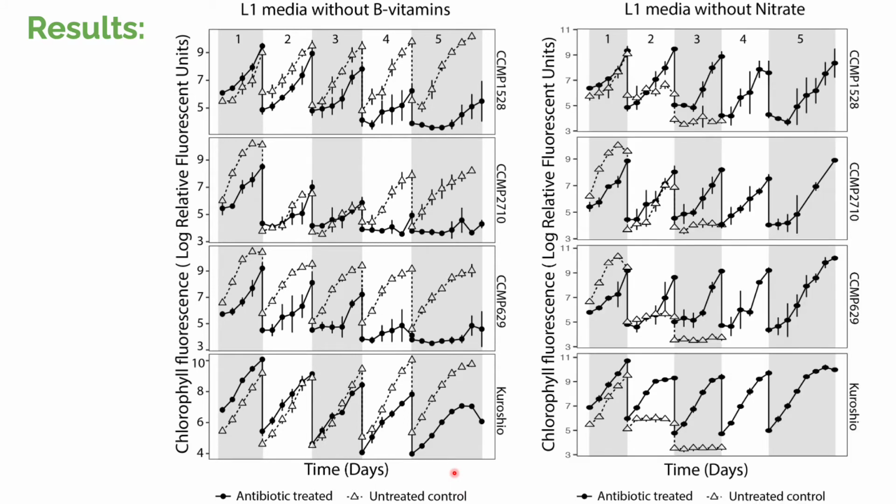Conversely, if we look at what happens when we withhold nitrate, the same exact plot, so 5 culture cycles, antibiotic-treated cultures are in black with the solid circles and black lines, and the untreated controls are open triangles with dotted lines. So over time, the untreated controls stopped growing, and the antibiotic-treated cultures actually kept growing despite the fact that there wasn't additional nitrate being added into the media. So this is an indication that the bacterial communities in these cultures are competing with the Phaeocystis for nitrogen resources.